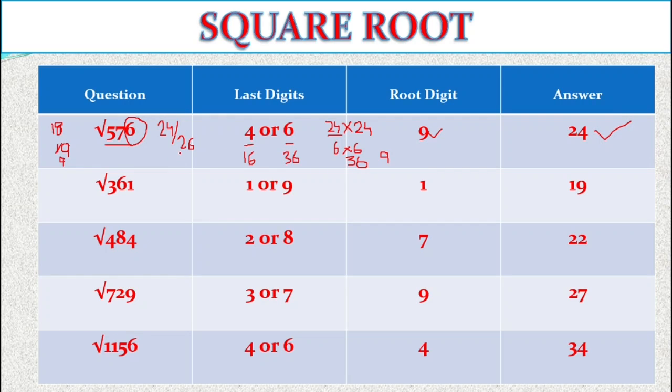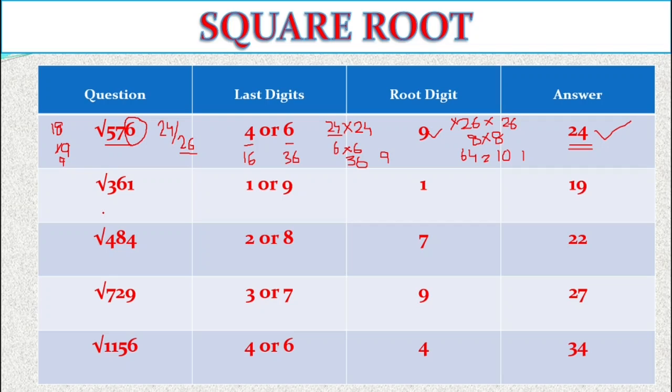Yeah, let's give a try with another number, another probability. What is that? 26. Here I have to write 26 into 26. 2 plus 6 is 8. Yeah, it is 8 into 8. What is 8 into 8? 64. 6 plus 4 is 10. 1 plus 0 is 1, which is not the root digit. So 26 cannot be an answer. 24 is the answer.